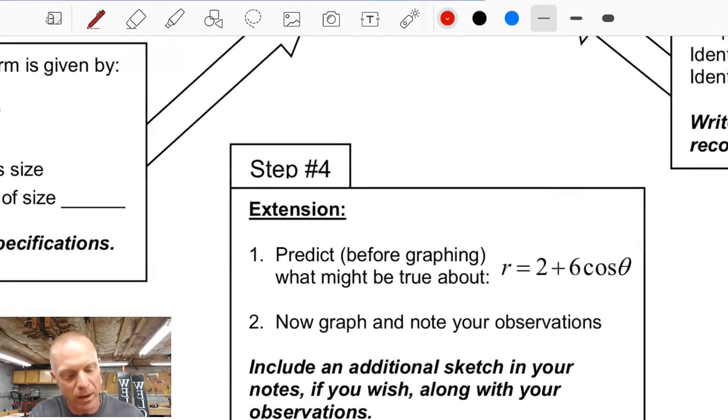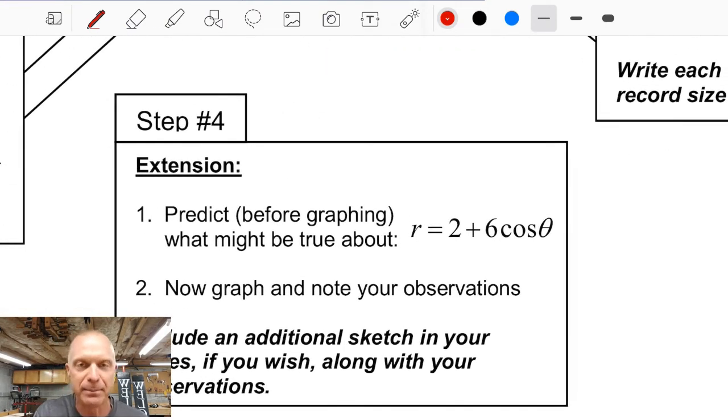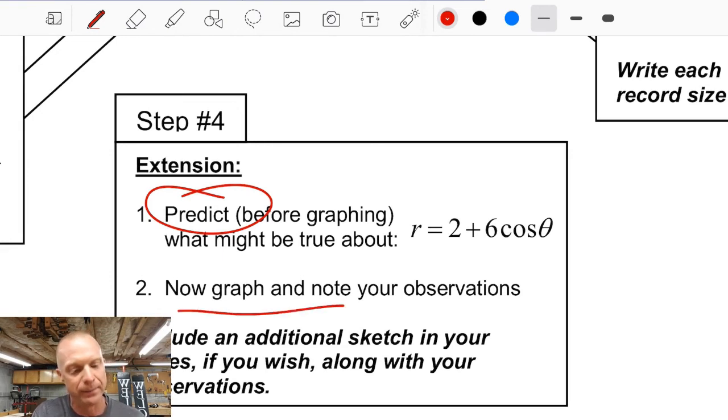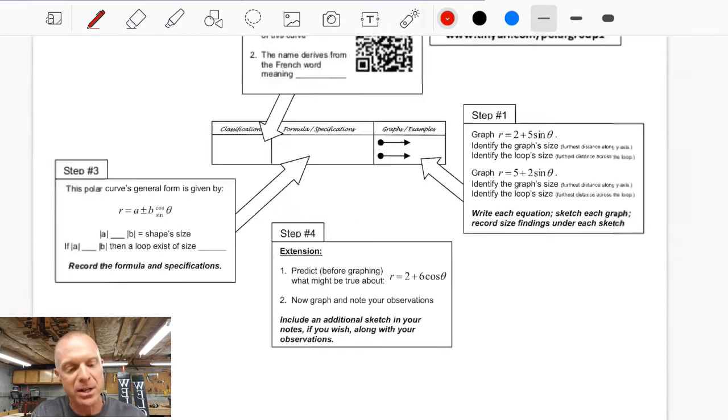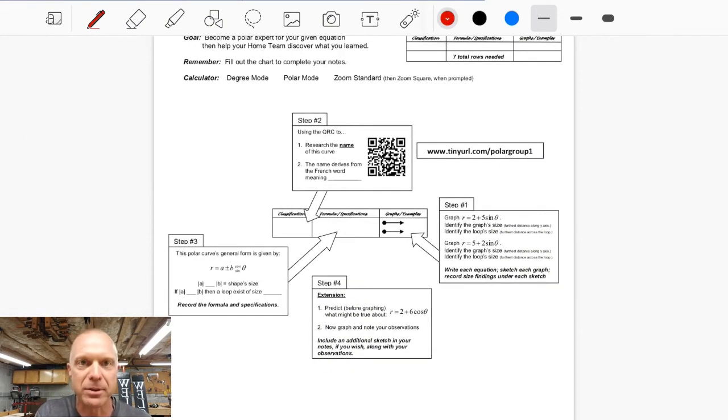Now, step 4 is to see if you get the idea. Basically, did you learn what you were supposed to learn? So I'm trying to make you do a prediction. That means do this before you graph the problem, and then you can graph it and see if you thought about it correctly. Now, you'll do that for each of the remaining 6 graphs, and that'll help you to fill out your chart, and then that'll help you to work on your homework.